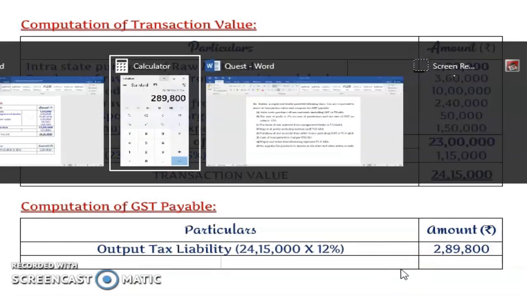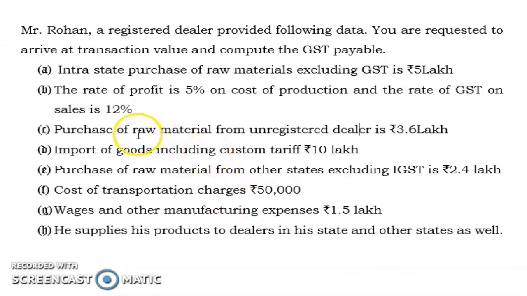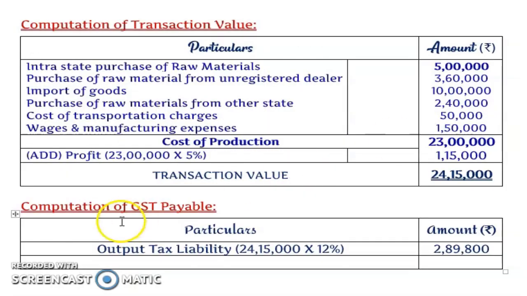Okay, but there is one more component in this problem also. If you see the third point, which is point C, they said purchase of raw material from unregistered dealer. If a registered dealer purchases goods or raw material from an unregistered dealer, he is liable to pay tax. The purchaser himself needs to pay the tax. So on reverse charge mechanism, that means here there is a reverse charge tax liability on 3,60,000 that Mr. Rohan has to pay because he is purchasing from unregistered dealer.